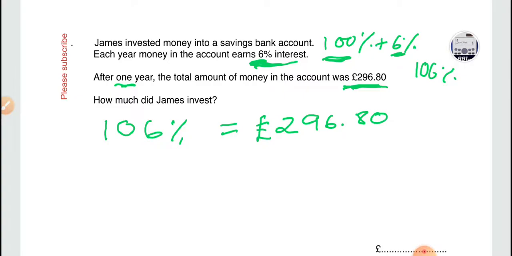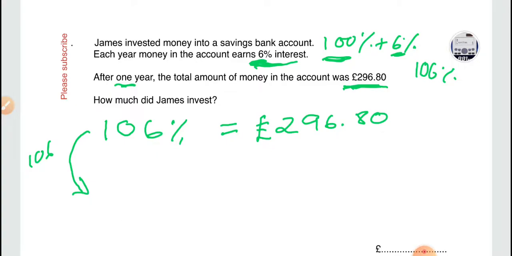Now again, I want to get to 100%, the original amount. This is why this is called reverse percentage. I want to reverse back to the original amount that I invested into the account. So I want to find out what 100% is. To do that, I have to find what 1% is. If I divide this by 106, that will give me 1%, isn't it? 106 divided by 106 would be 1%.